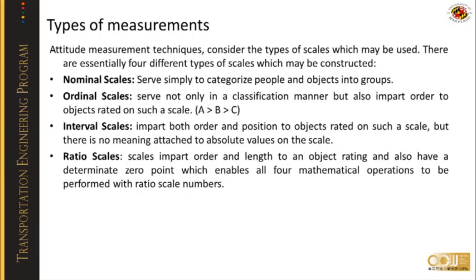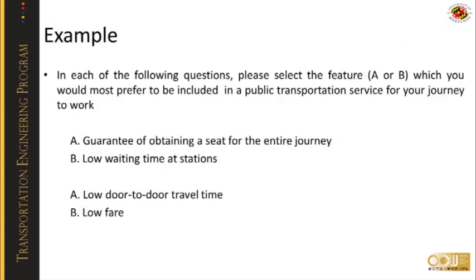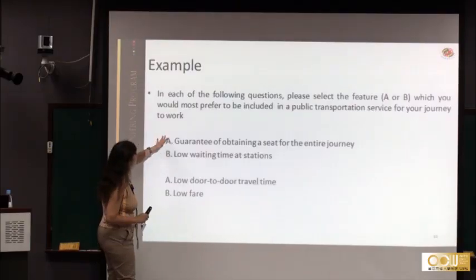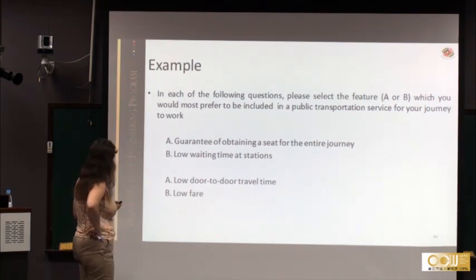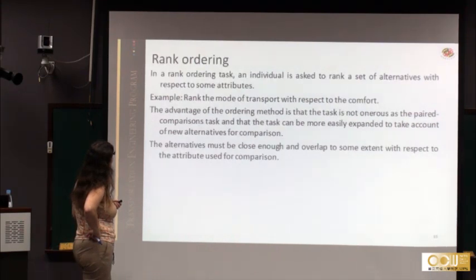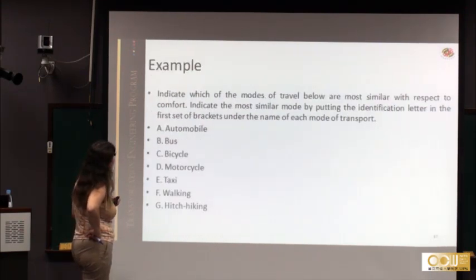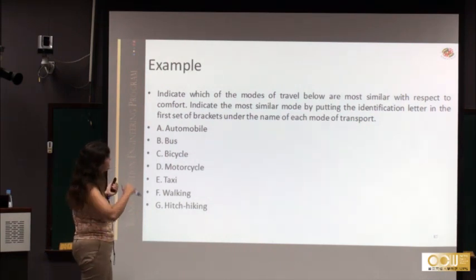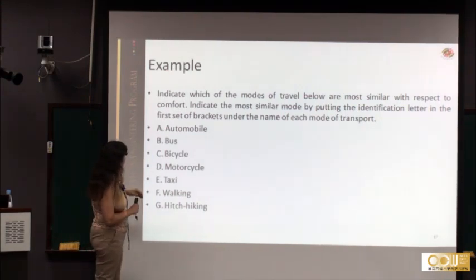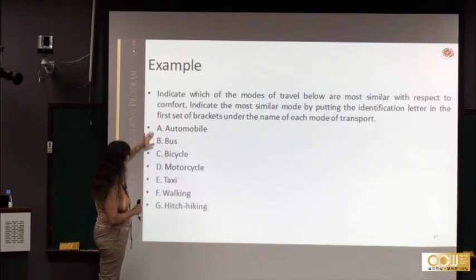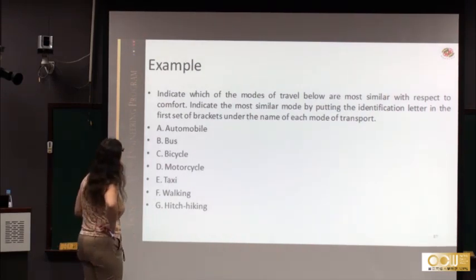Responses, you can have nominal scale, ordinal scale, interval scale, and ratio scale. For example, you can say, select, we do a lot of this. These are choices, because these are easy to understand. Or rank ordering, for example, we say, which modes of travel are most similar with respect to comfort, indicate the most similar mode by putting the identification letter in the first set of brackets under the name of each of these modes. For example, I would say that bicycle and motorcycle are similar, automobile is not similar, and so on. Yeah, we do a lot of this.